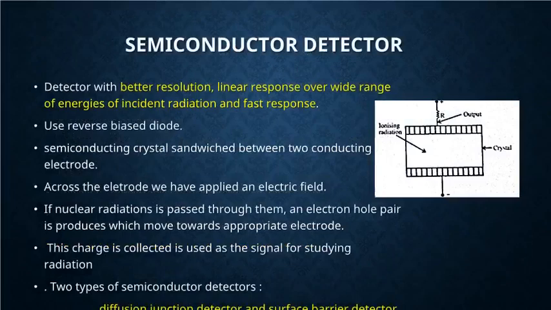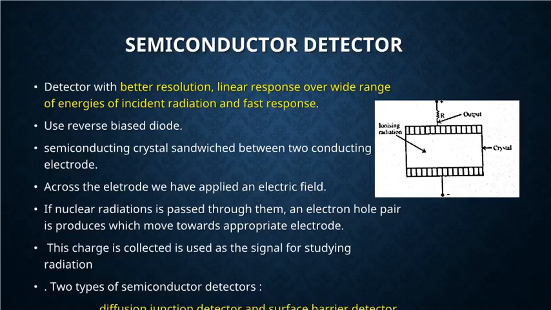Now we will discuss yet another type of detector called the semiconductor detector that makes use of a semiconducting crystal sandwiched between two conducting electrodes. Across the electrodes we have applied an electric field. As the next step, if nuclear radiation is passed through them, an electron-hole pair is produced which moves towards the appropriate electrode. This charge collected is used as the signal for studying radiation.